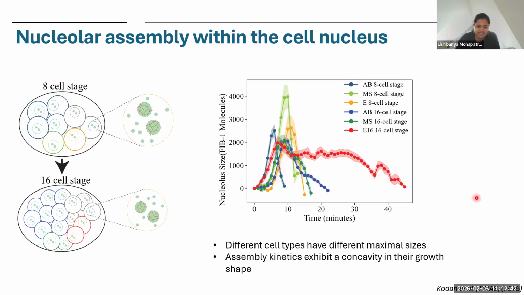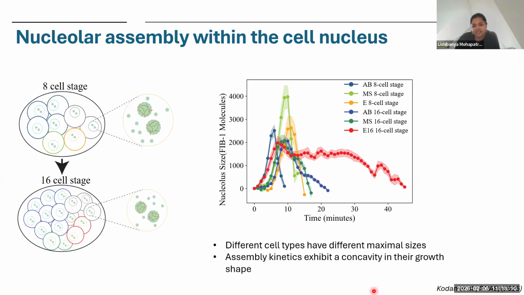Now, looking at this data, we can already see a couple of things. We can see that different cell types have different maximal sizes. All of these cell stages have different maximal nucleolar size associated with them. They have different lifetimes. And also, very curiously, the assembly kinetics has a specific shape associated with them. So this was very interesting to us, and we wanted to come up with a model where we can understand where this could come from.